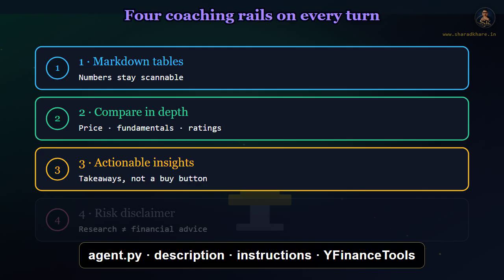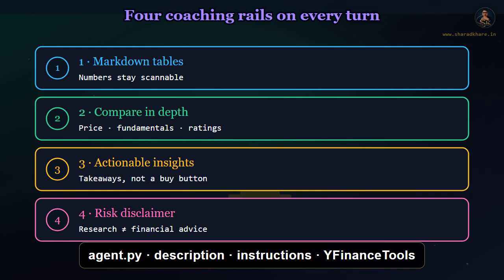The second instruction says when comparing stocks, provide detailed analysis including price trends, fundamentals, and analyst recommendations. So a compare prompt is not allowed to shrug with three soft sentences. The third instruction says always provide actionable insights for investors. Actionable here means clear takeaways, not a buy button. Stay with me on that distinction.